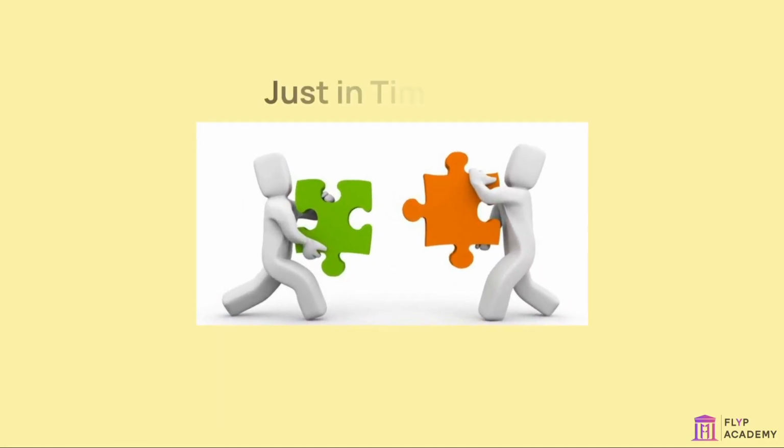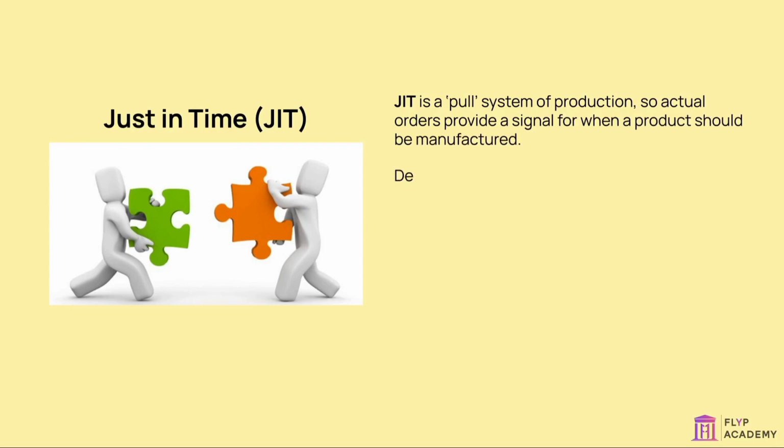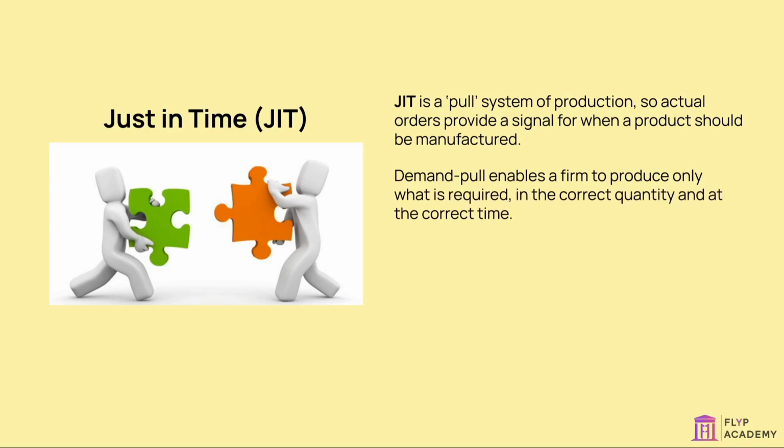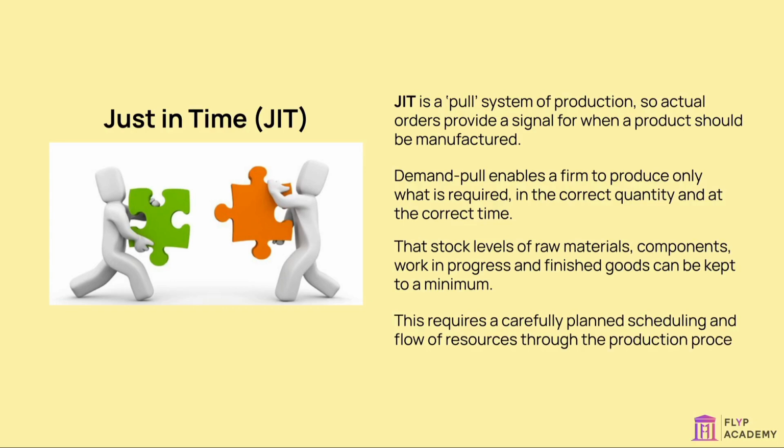Let's move on to just-in-time, JIT. JIT is a pull system of production, so actual orders provide a signal for when a product should be manufactured. Demand pull enables a firm to produce only what is required in the correct quantity and at the correct time. This means that stock levels of raw materials, components, work in progress, and finished goods can be kept to a minimum. This requires a carefully planned scheduling and flow of resources throughout the production process.